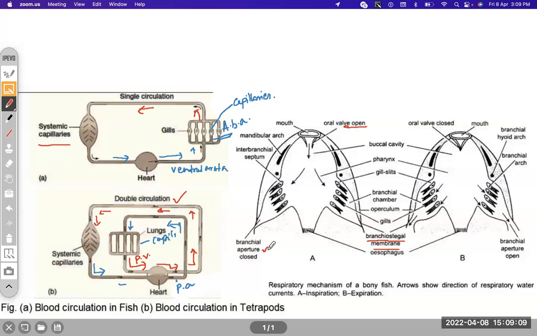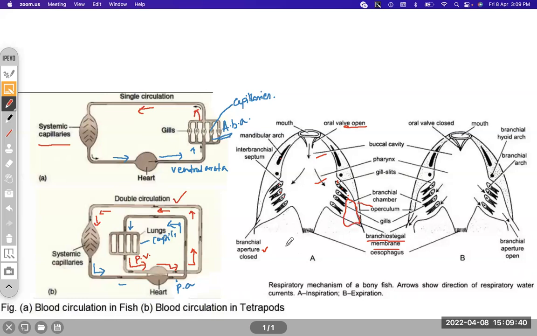See, labels are clear. Branchial aperture closed here. These are interbranchial septum, mandibular arc. This is mouth. This is buccal cavity. This is pharyngeal cavity. These are gill slits, internal gill slits and external gill slits. This is branchial chamber. Okay, that one is operculum. These are gills. 4 pairs of gills you are seeing here.